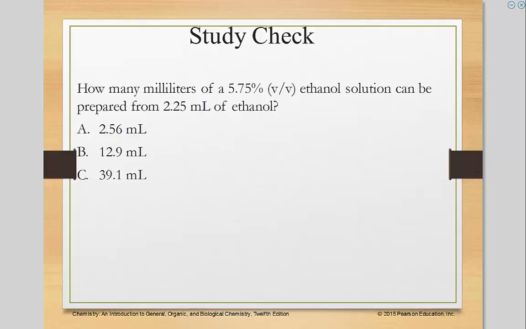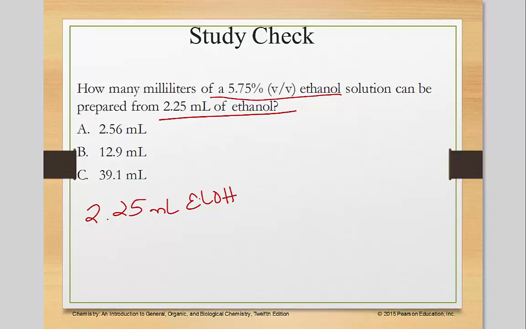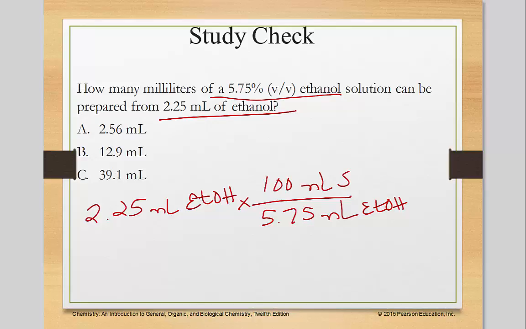How many milliliters of 5.75% by volume ethanol solution can be prepared from 2.25 milliliters of ethanol? That's the abbreviation for ethanol. So for every 5.75 milliliters, we need 100 milliliters of solution. So 2.25 times 100 divided by 5.75. That's 39.1 milliliters.